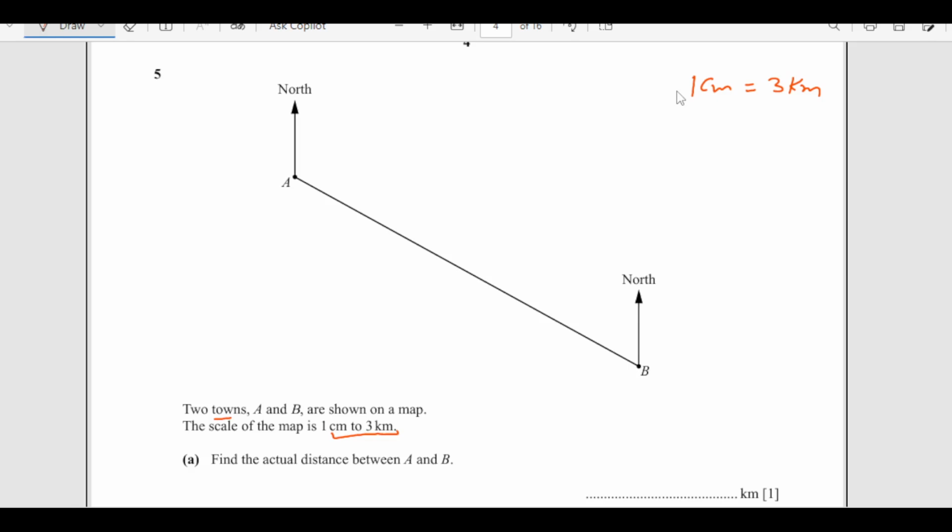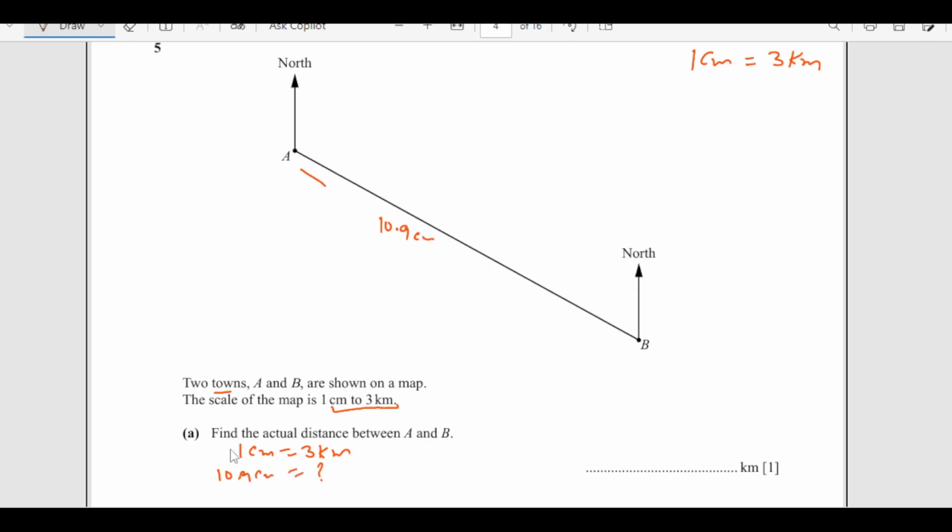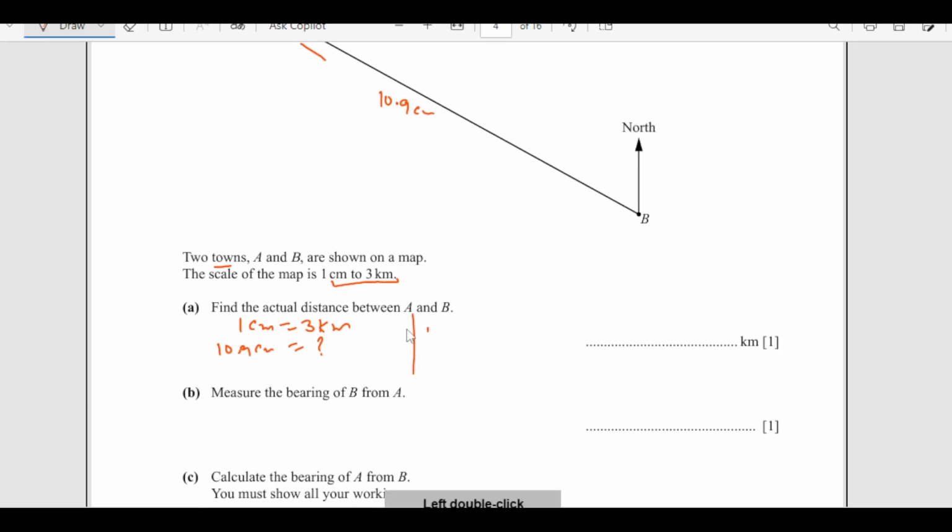So now what you need to do, just place your ruler at point A and measure it from here to here, from A to B. So I have measured this. This is 10.9 on the diagram. So 10.9 centimeter, right? So according to the scale, as 1 centimeter is equal to 3 kilometers, 10.9 centimeter is going to be how much? So we are just going to multiply. So 10.9 times 3. So this comes out to be 32.7.